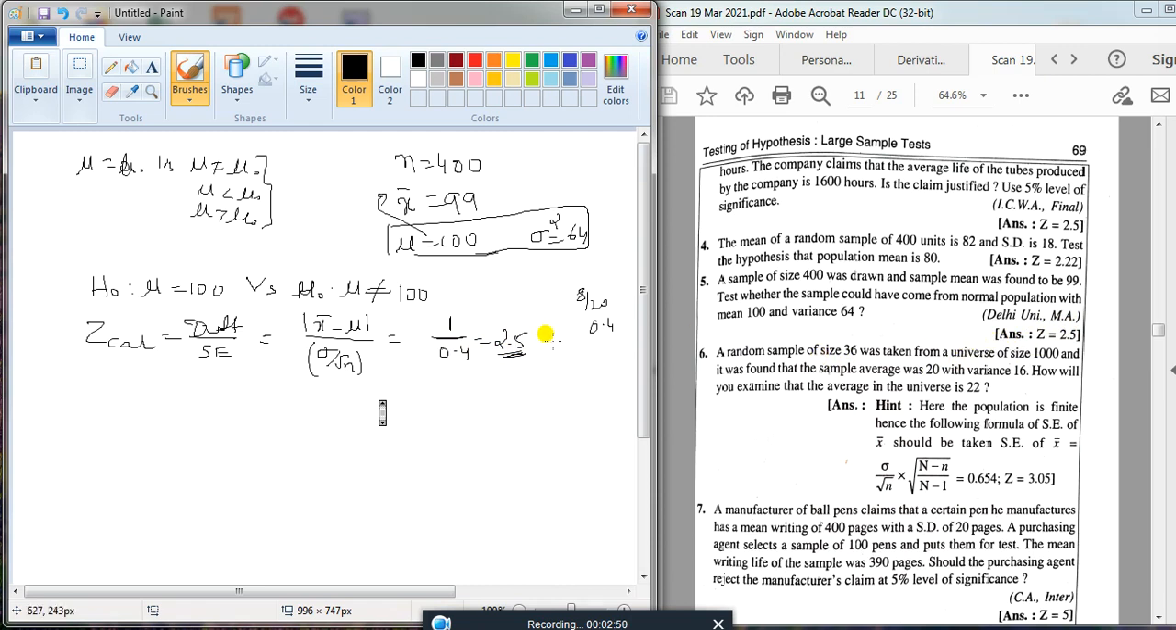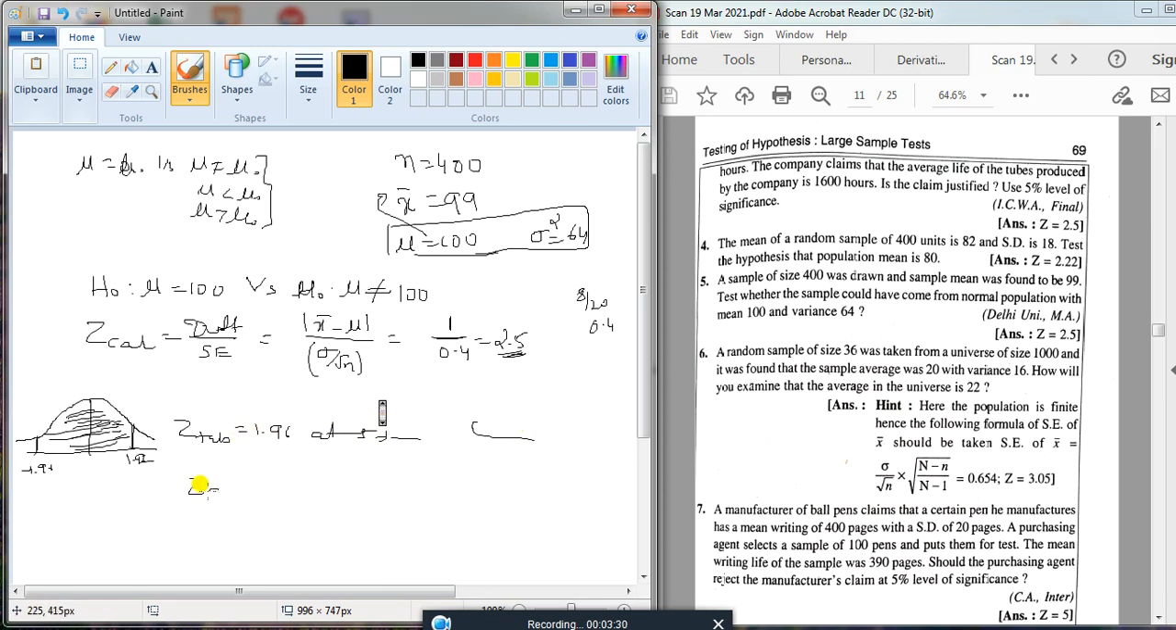Now we need to verify whether this value validates the significance or not. When you are testing a two-tail test, the value should be less than 1.96 or greater than minus 1.96. If your value lies between this range, then only you can say that the test is accepted. But this value 2.5 is almost above this. So we can say that the tabular value is 1.96 at 5% level of significance for two tail.